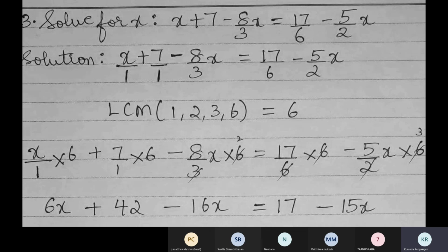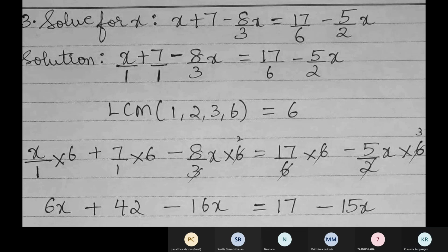Okay, ma'am. Next part we can do is take. Ma'am, we should bring plus 42 to the right hand side, which becomes minus 42. Yeah, correct, correct. Next. I heard only this now. So you said plus 42 should be taken to the RHS. And then what should be moved to the LHS?